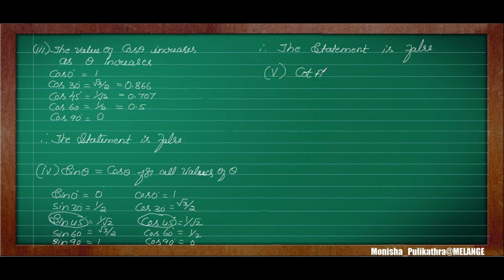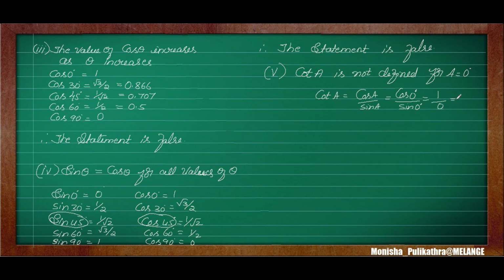Cot A is not defined for A equal to 0 degree. Not defined means infinity. Okay. So we know that cot A is equal to cos A by sin A. Here the value of A is given as 0 degree, so cos 0 degree by sin 0 degree. Cos 0 degree is 1, whereas sin 0 degree is 0.